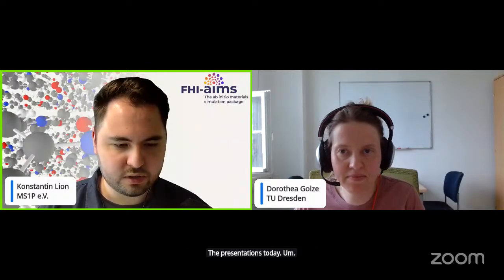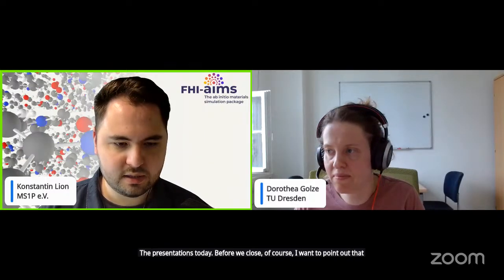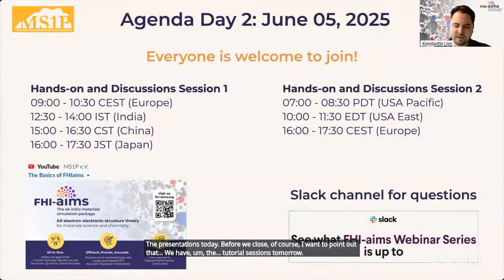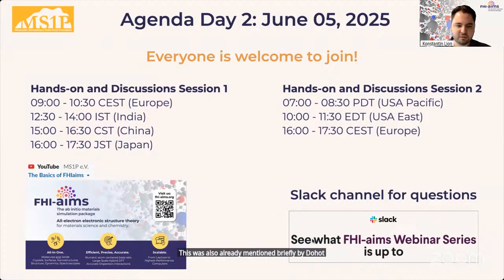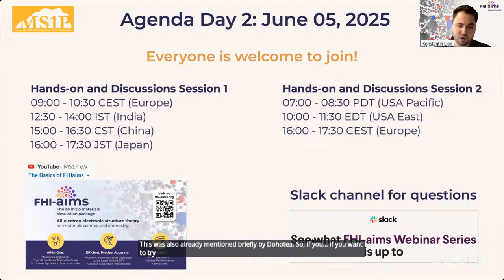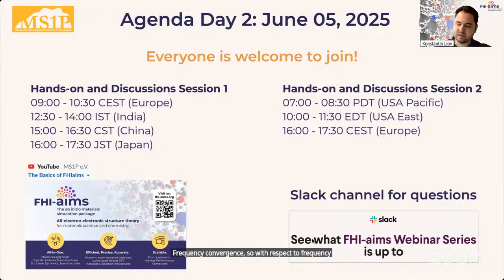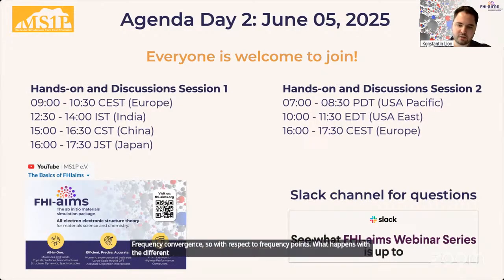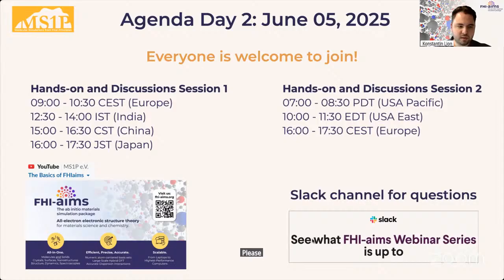Before we close, of course, I want to point out that we have the tutorial sessions tomorrow. This was also already mentioned briefly by Dorothea. So if you want to try these things out, and we also do, for example, frequency convergence, with respect to frequency points, what happens with the different basis sets and so on. If you really want to get hands-on in trying out the different GW flavors and seeing how they converge within FHI-aims, please feel free to join our hands-on and discussion sessions tomorrow.